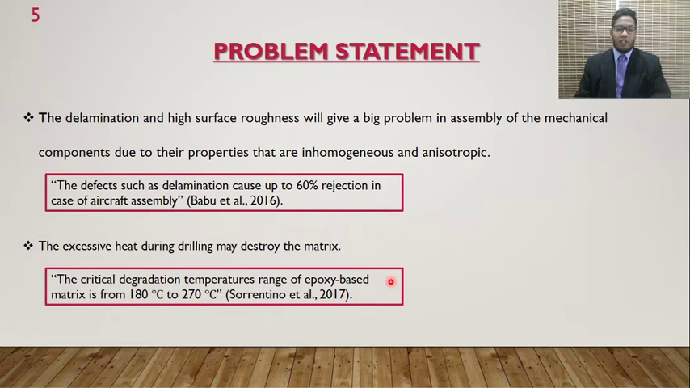The critical degradation temperature range of epoxy-based matrix is from 180 Celsius to 270 Celsius. If the temperature during drilling is too high, which means it reaches this temperature, it will soften the matrix and it will affect the bonding between matrix and fiber.